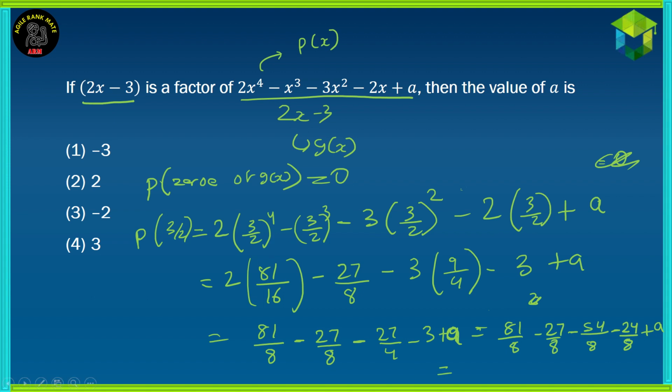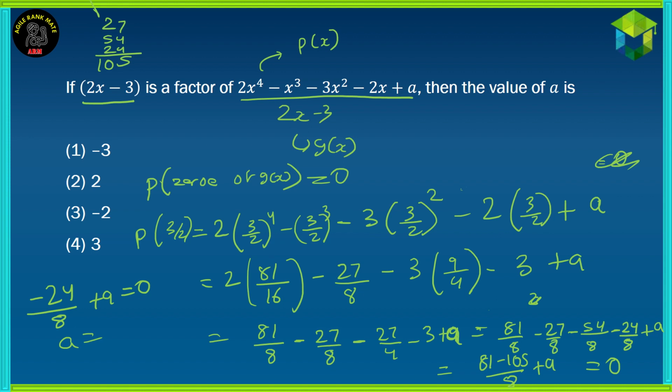And if we take all the negative terms, 27, 54, and 24, then if we add them, 4 plus 4, 8, 8 plus 7, 15, 1 plus 2 plus 5 plus 2 is 10, 105. So we have 81 minus 105 divided by 8 plus A is equal to 0. 81 minus 105, we get negative 24 divided by 8 plus A is equal to 0. And negative 24 by 8 is basically negative 3.